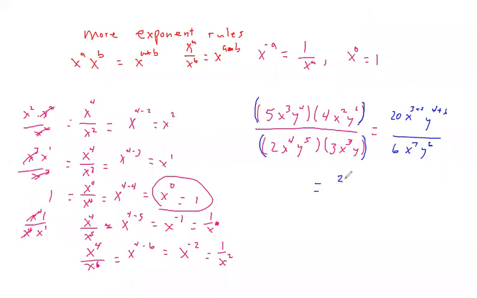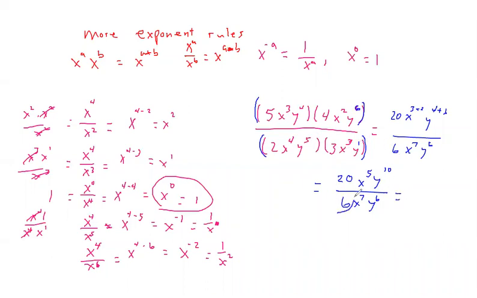So let's finish it out. 20x to the 5th and y to the 10th. That's a 6 right there. And then here I have 6x to the 7th, y to the 6th. Now notice, where did I get that 6? Well, there's a hidden 1 right there. y to the 1st is the same thing as y, so 5 plus 1 is 6.